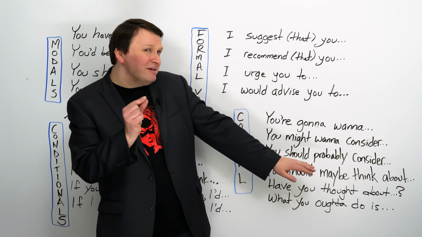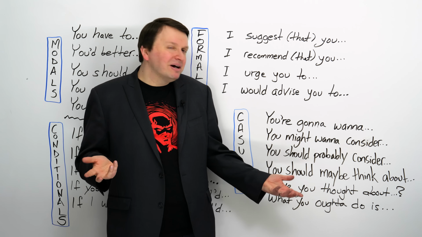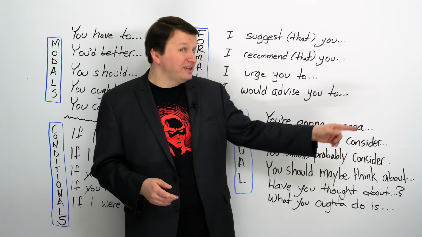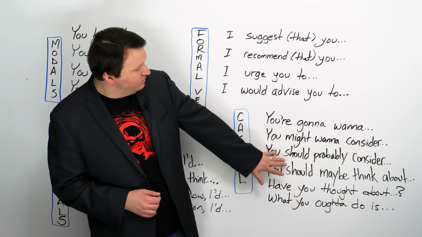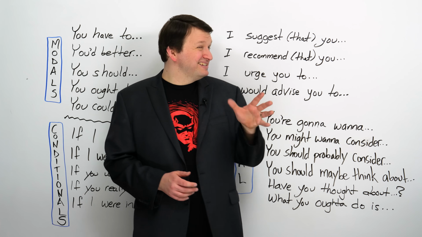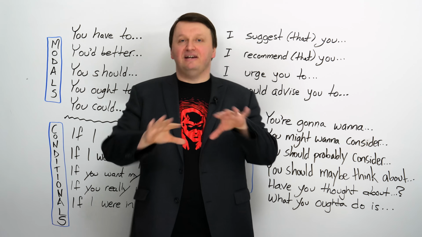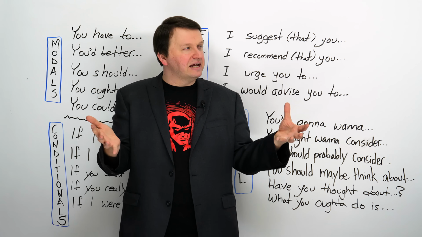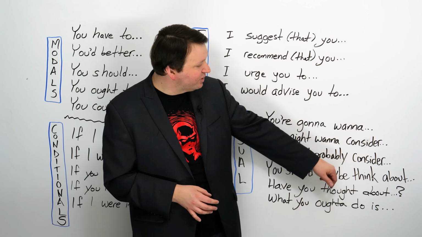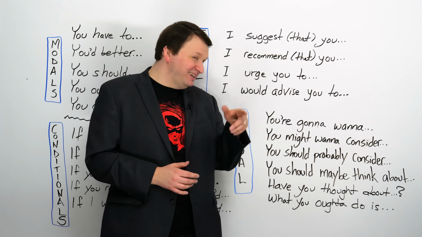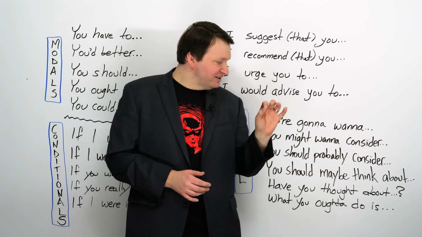So you might, maybe, this is polite, you're being nice. You're saying, have you thought about this? You might want to think about this. All right, let's go to should. So you should probably consider. Softer advice than should, right? You are modifying, that's the word. You're modifying should with the adverb probably. You should probably consider. You should maybe think about, okay?